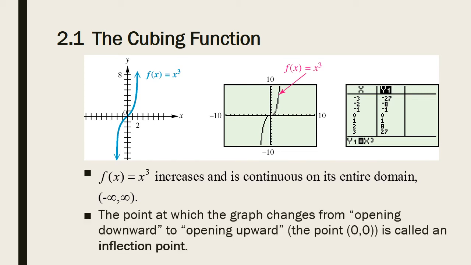The point at which the graph changes from opening downward to opening upward is called an inflection point. If you look at the graph and think of it in terms of maybe a bowl, the left half before you get to 0 looks like an upside down bowl. It's opening downward. The part from 0 on looks like an upward opening bowl, like it's sitting up like it should. It's opening upward. The point where that changes in the middle is called the inflection point.